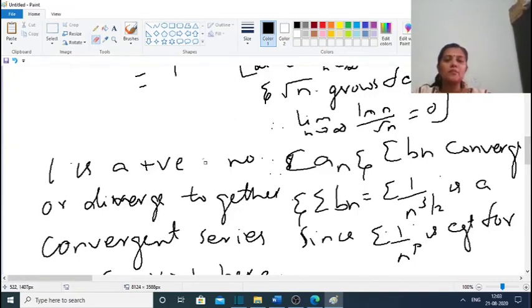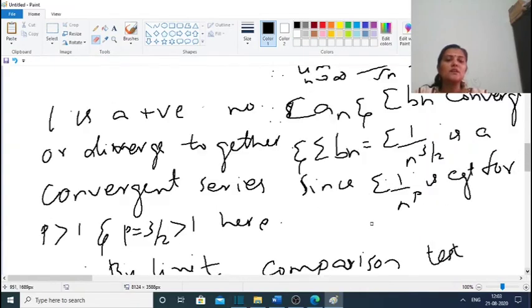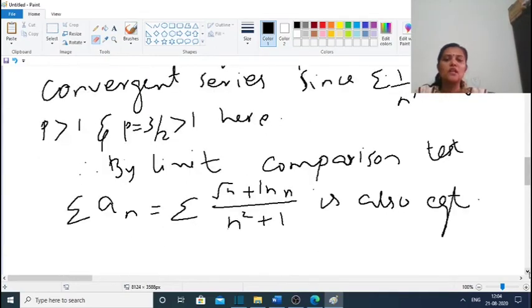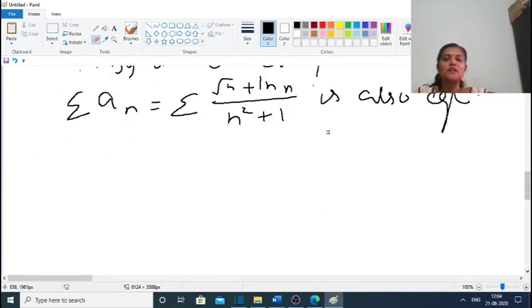Therefore sigma an and sigma bn converge or diverge together, and sigma bn is equal to sigma 1 by n raised to 3 by 2 is a convergent series, since we know that the p series sigma 1 by n raised to p is convergent for p greater than 1 and p is equal to 3 by 2, which is greater than 1 here. So therefore by limit comparison test, sigma an is equal to sigma root n plus ln n by n square plus 1 is also convergent.